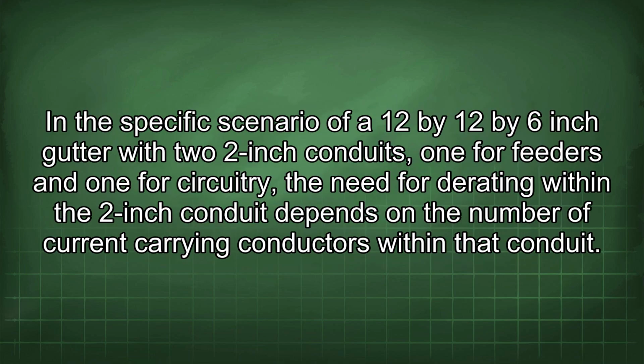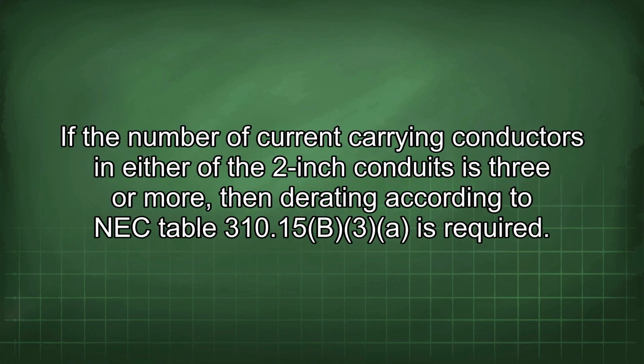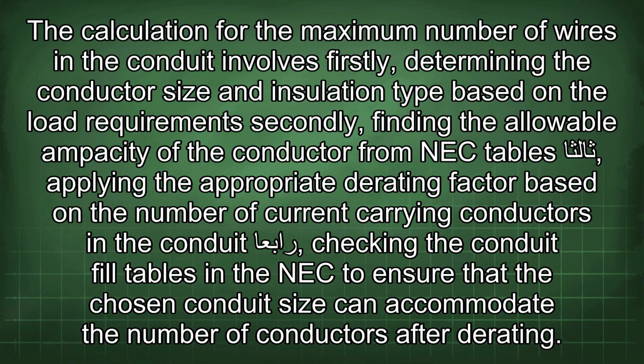In the specific scenario of a 12 by 12 by 6-inch gutter with two 2-inch conduits, one for feeders and one for circuitry, the need for derating within the 2-inch conduit depends on the number of current carrying conductors within that conduit. If the number of current carrying conductors in either of the 2-inch conduits is 3 or more, then derating according to NEC Table 310.15(B)(3) is required.